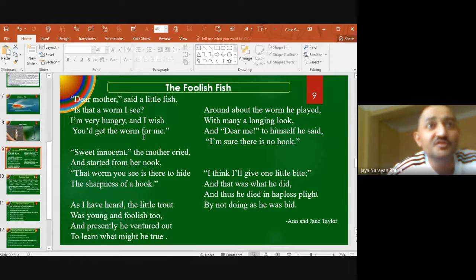So who's the speaker here? Dear mother, says the little fish. The little fish is the speaker here. Is that a worm I see? Oh, is that a worm I see? So the hungry fish. Whenever you are hungry, you see food. You look for food. Your mind looks for food and you see those things.